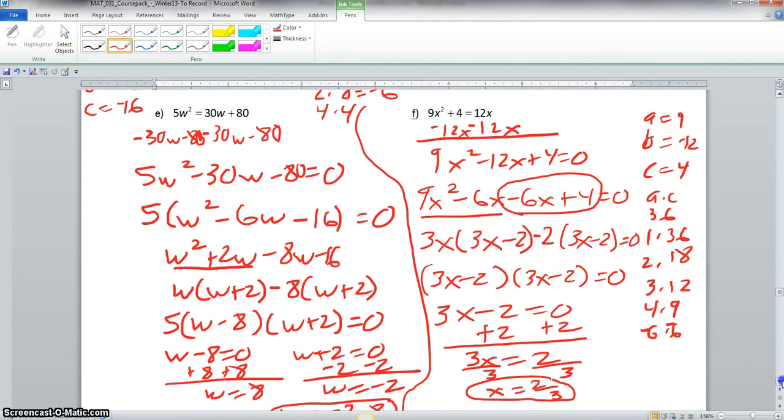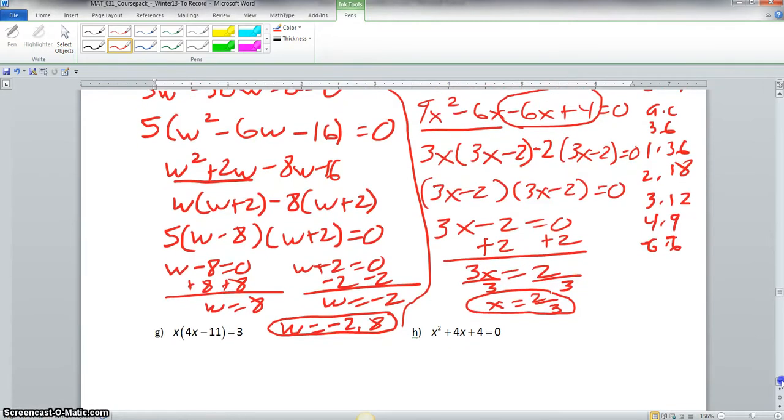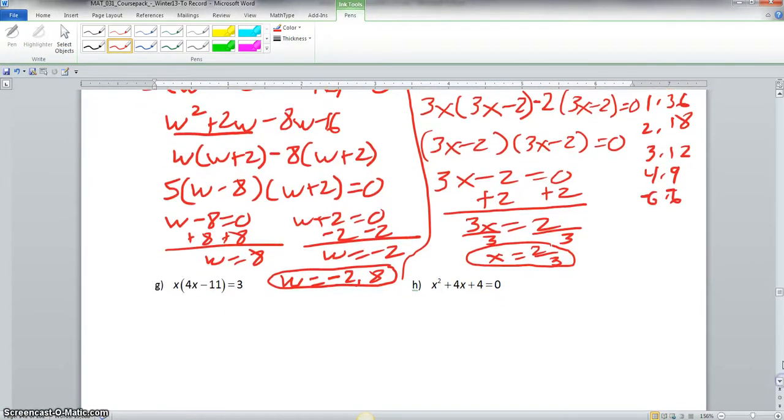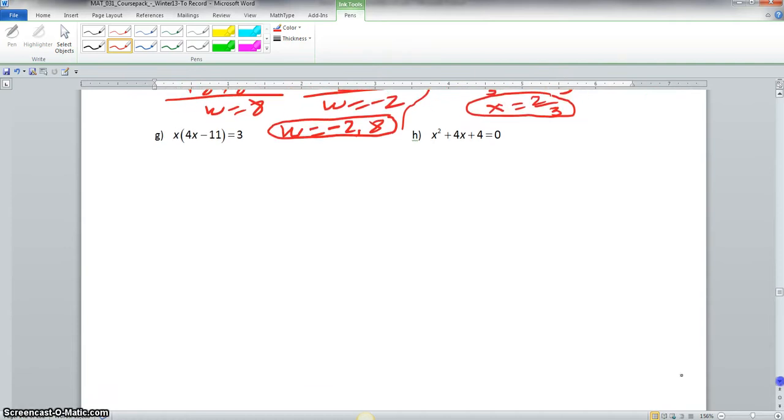Okay, now we scroll down here to G. Now we have x times 4x minus 11 equals 3. Now the first thing we need to do, of course, we need to get this equation to equal 0. So what we need to do is first, let's subtract 3 on both sides. So now we will have x times 4x minus 11 minus 3 equals 0.